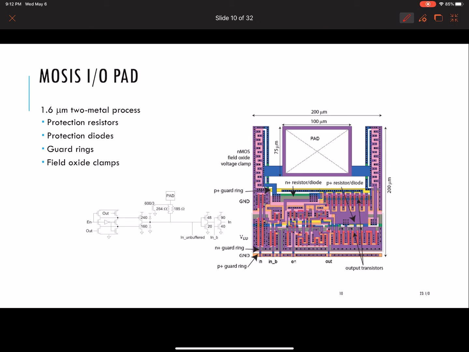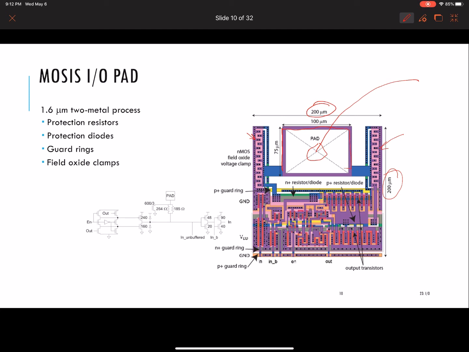So it gives you an idea about the pad size. This is like 200 microns by 200 microns total size, and this is the actual pad. It's 75 by 100 microns. This is where the wire bond would come and land on. And then let's take a look at, this is a bidirectional input. Let's take a look at some of these things. You've got some voltage clamps here, okay, for ESD protection of your inputs.